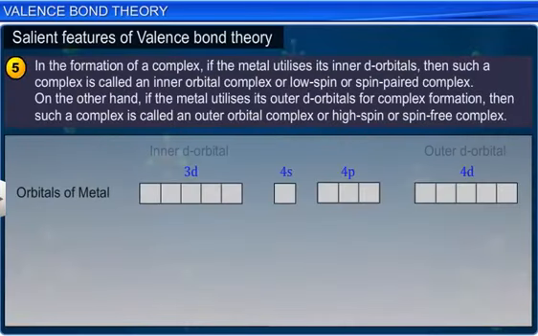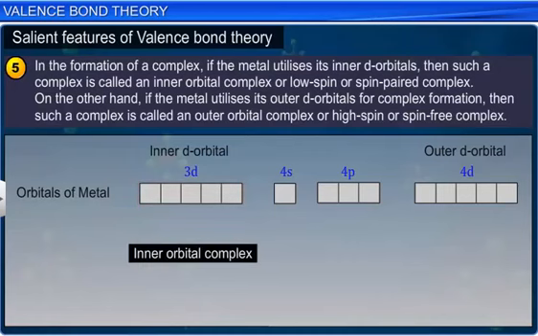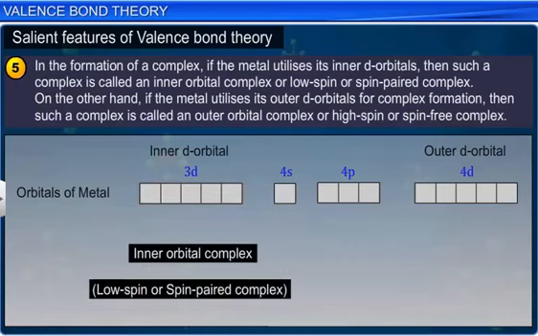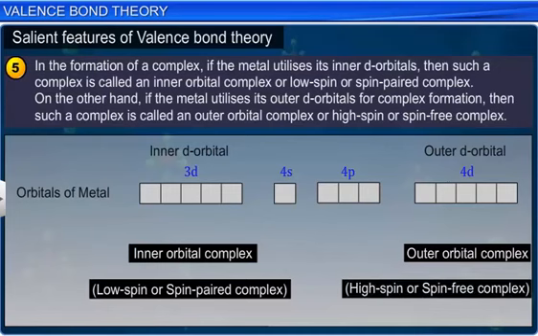In the formation of a complex, if the metal utilizes its inner d orbitals, then such a complex is called an inner orbital complex or low spin or spin paired complex. On the other hand, if the metal utilizes its outer orbitals for complex formation, then such a complex is called an outer orbital complex or high spin or spin-free complex.